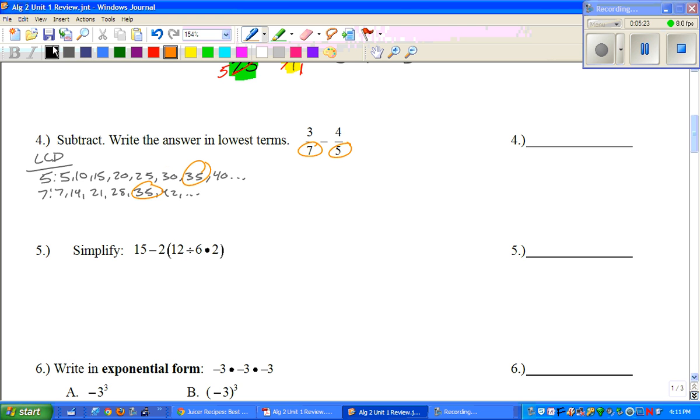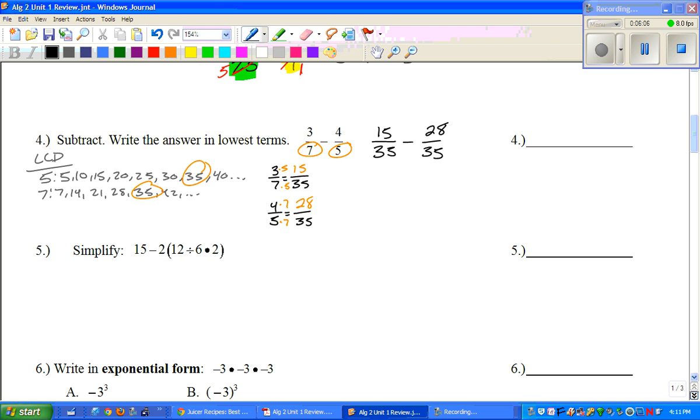There we go. We have our LCD. So we know that we're going to be subtracting 35 over something minus 35 over something, but we've got to figure out what those are. So 3 over 7 equals something over 35, and 4 over 5 equals something over 35. We multiplied 5 by 7, so we have to multiply the top by 7. And the same thing here. What you multiply the bottom by, you've got to do to the top. So those are the fractions that we're actually subtracting.